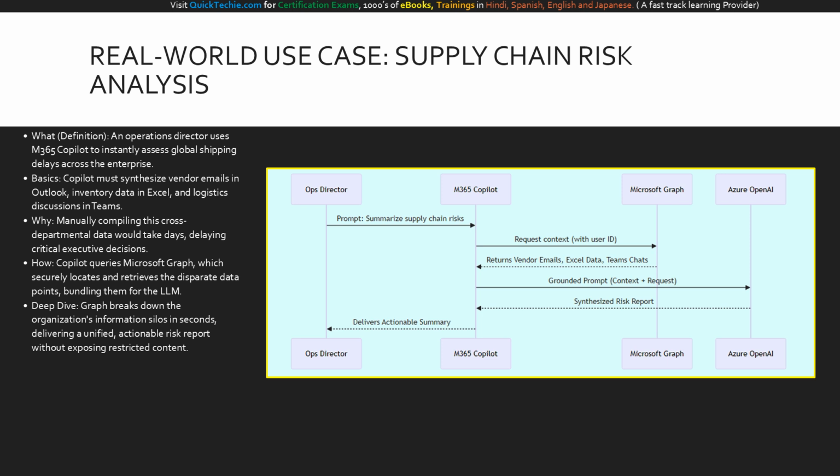Copilot then takes this rich, structured data and bundles it with the original request, sending a fully grounded prompt to the Azure OpenAI LLM. The LLM processes the facts, generates a synthesized risk report, and hands it back to Copilot, which delivers the actionable summary to the director. This seamless flow, entirely brokered by Microsoft Graph, is how generative AI becomes a true enterprise tool.